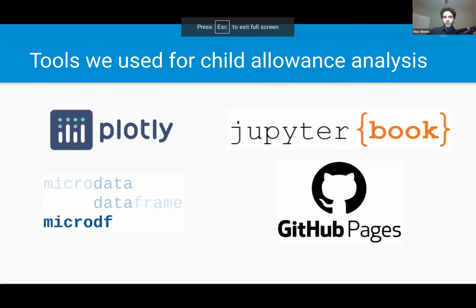So some of the tools we used: Plotly for all the visualization. Also, MicroDF is a package that we created to work with microeconomic data, which involves a lot of weighted calculations that aren't built into a lot of the default Python data analysis packages. This is all published with a tool called Jupyter Book, which we've been really enjoying working with, and it's all hosted on GitHub, so totally open source.